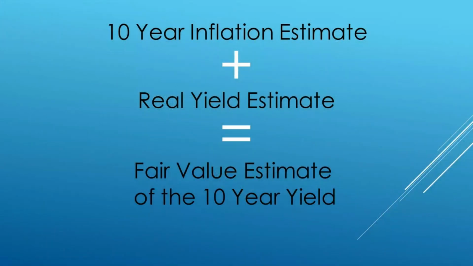Now let's put all this together in order to calculate your personal estimate of the fair value for a 10-year Treasury bond. So first, take your own personal estimate of the annual rate of inflation over the next 10 years. Then add it to your estimate of the fair value of a real yield. If the resulting yield is greater than the yield currently being offered by a U.S. Treasury note, then it means that from your perspective, the Treasury note is overvalued.